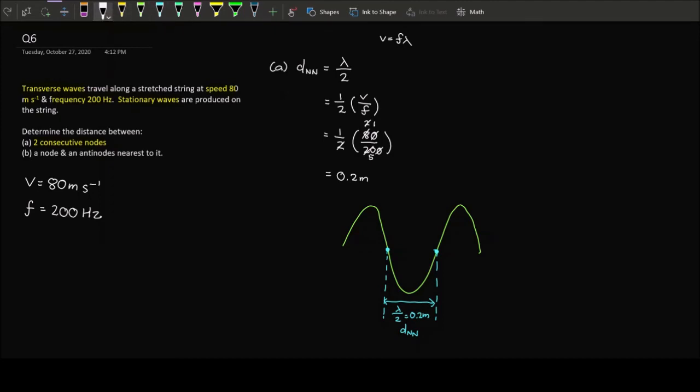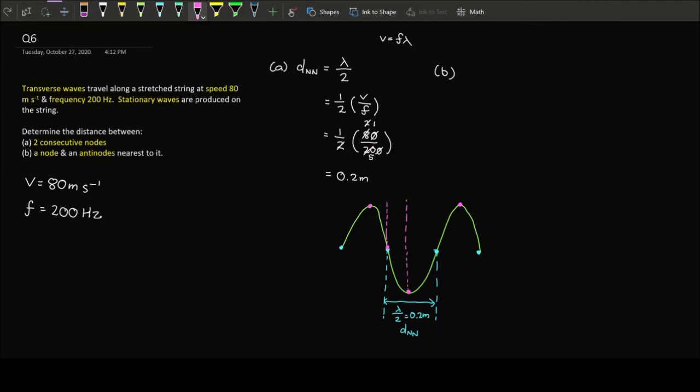Now let's look at question B. Question B asks for the distance between a node and the antinode nearest to it. So where is this position? Let's pick the same node as just now. This node I label with yellow. Yellow is not very clear, probably pink. So for this node, the antinode nearest to it, we can pick this. This is also an antinode because an antinode is maximum amplitude. So here can be an antinode, here can be an antinode. I just label everything. So the node is here, the node is here. Now I'm looking for the distance between this and this.